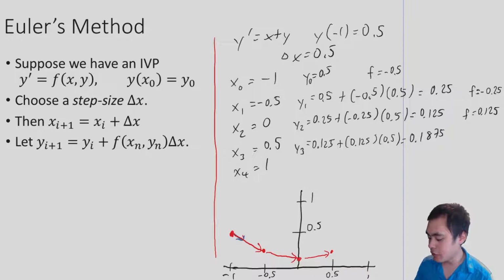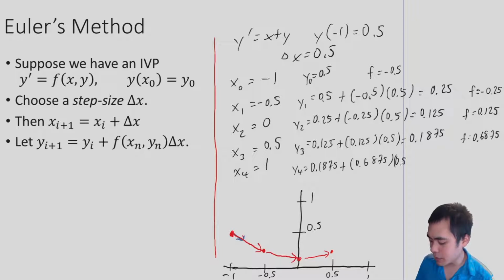And lastly, for our final step, we have y4 is equal to 0.1875 plus, well, what's the slope there? The slope here is 0.6875. So 0.6875 times 0.5. And so that's about equal to 0.53. So that's going to get you back up here.